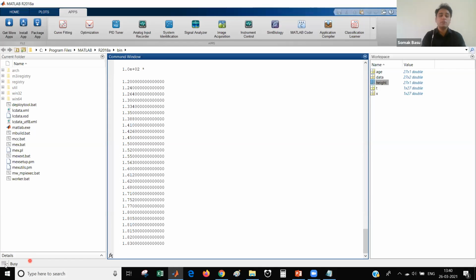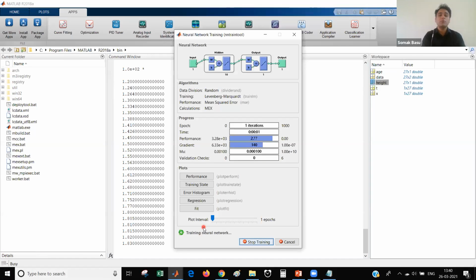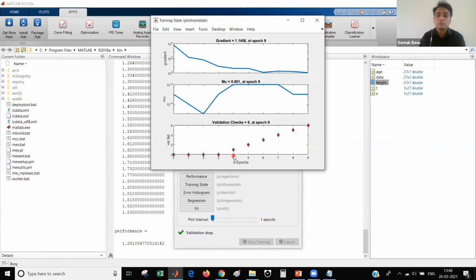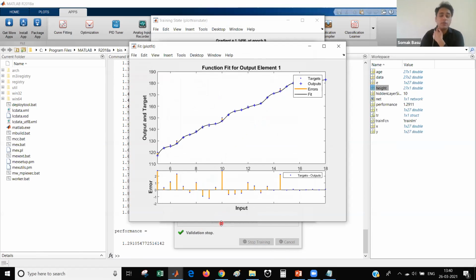So the neural net is busy. The computer is busy right now. It's computing. After the computation, okay, yes. Now see all the graphs over here. What has happened? Let me explain all the graphs to you.